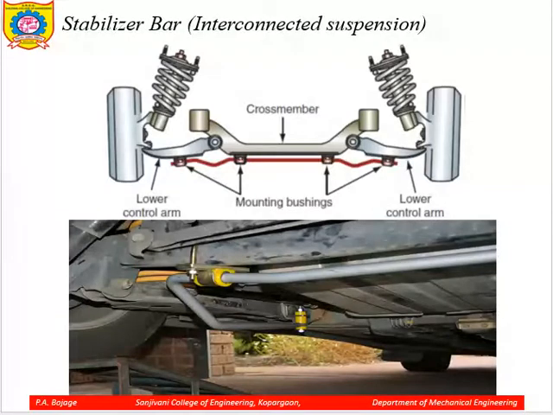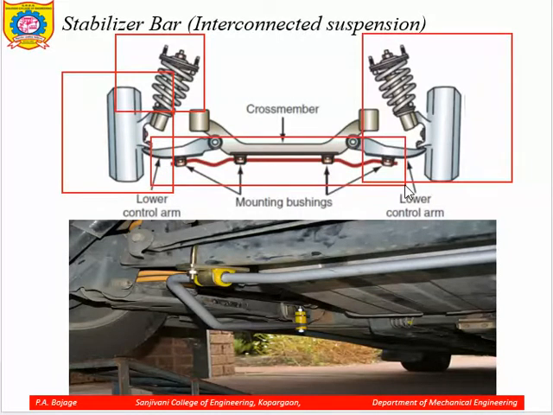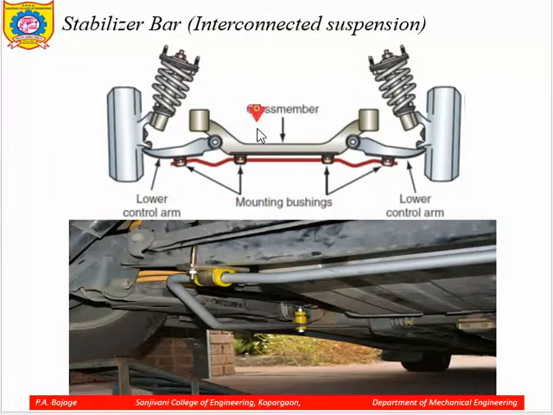The next part is the stabilizer bar. So, you can see the rear suspension of a vehicle. Now, it is attached with this suspension unit, that is the coil spring, and it has a bar. You can see this red color bar which is mounted on this cross section. Okay, this is the stabilizer bar. Now, what is the function of the stabilizer bar? You can see here. It prevents the vehicle from rolling.